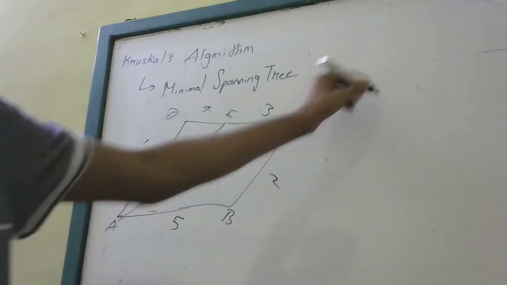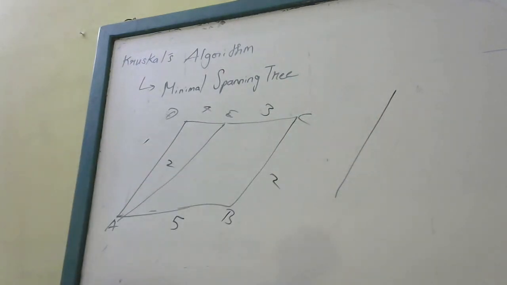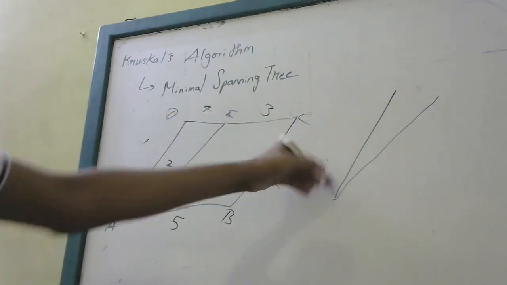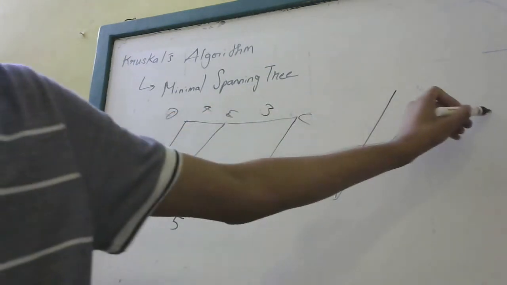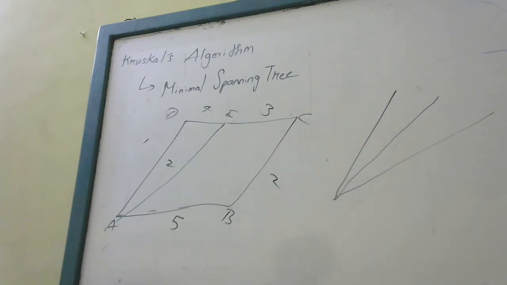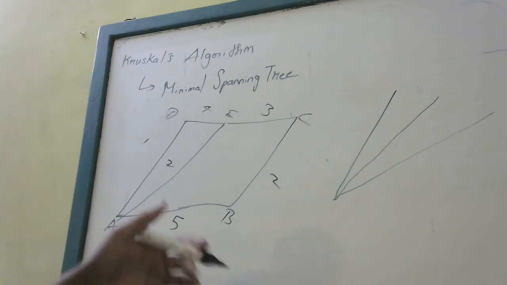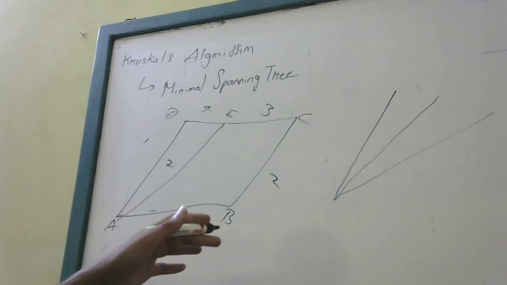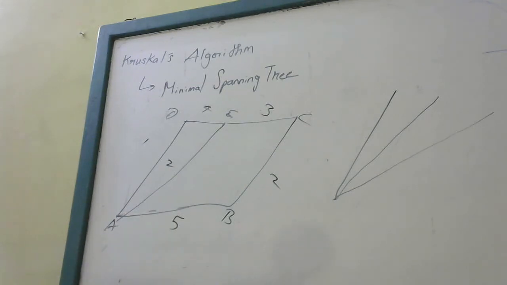So BA has the least weight. Let me draw that. Next, EA has the least weight. Let me draw that. And CB has the least weight. EA and CB have the least weight. There is no specific order in which you have to pick them, but make sure that there is no cycle in your paths.